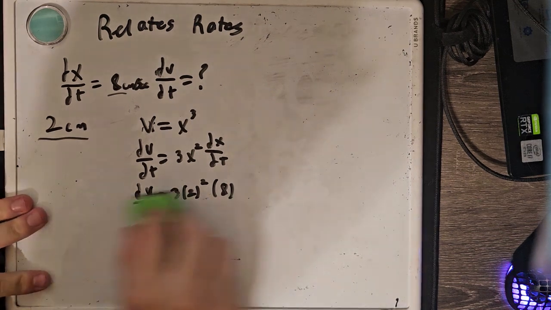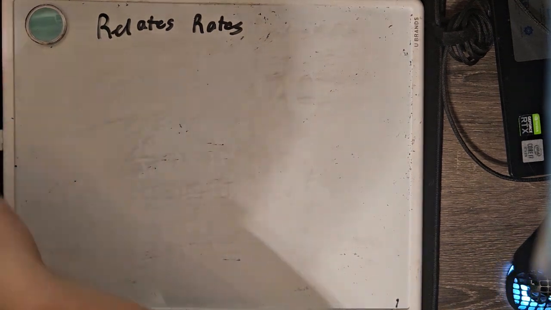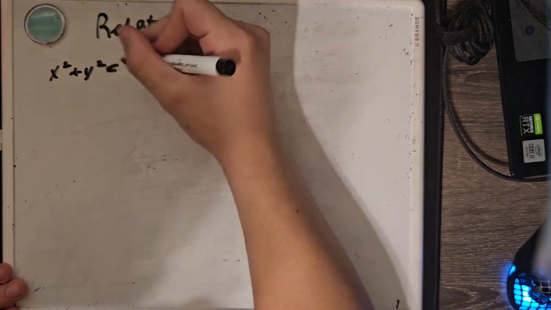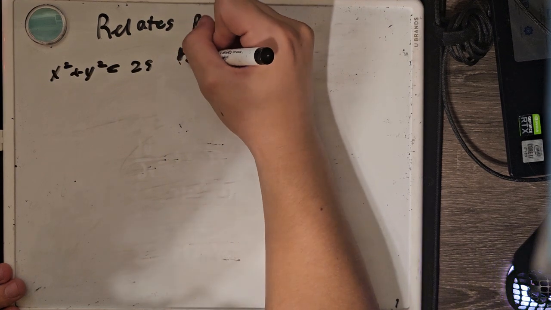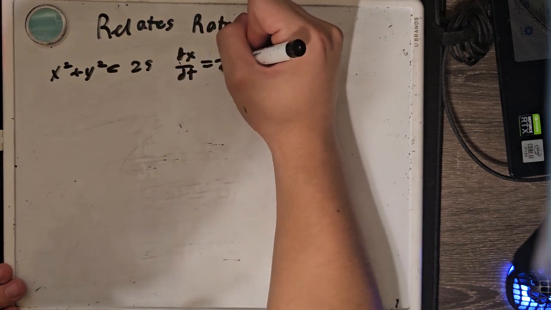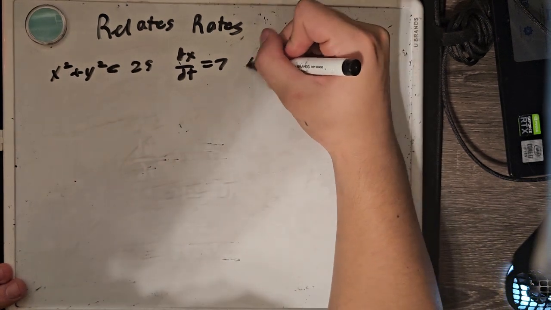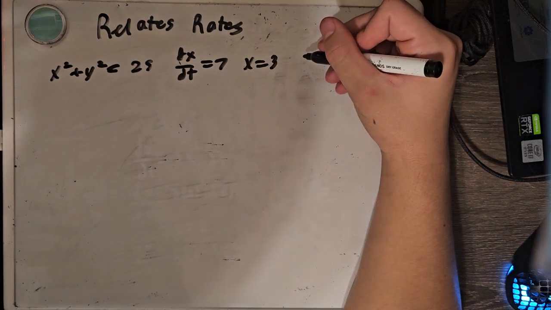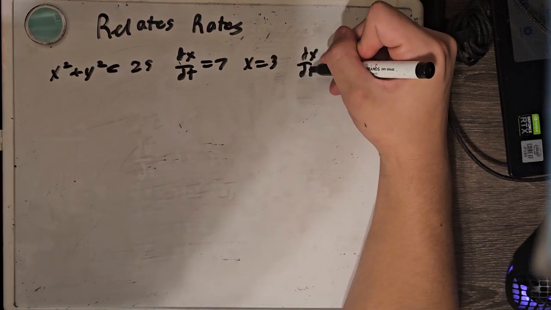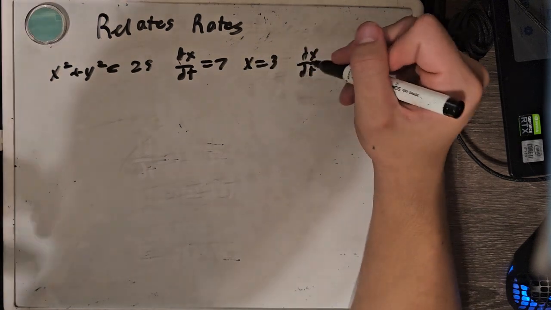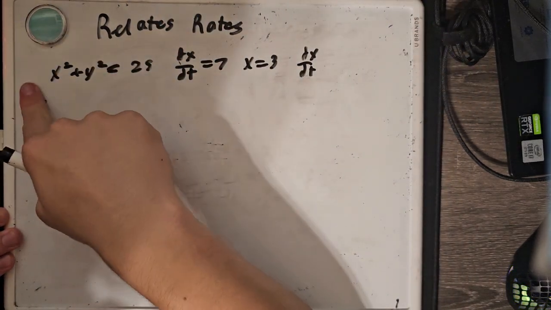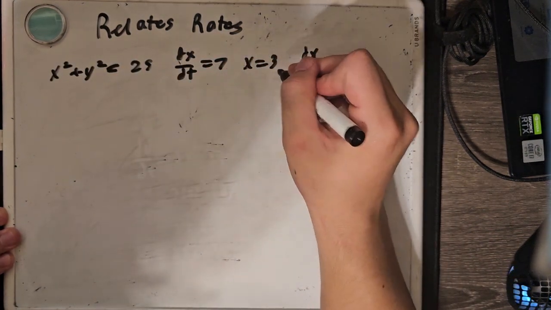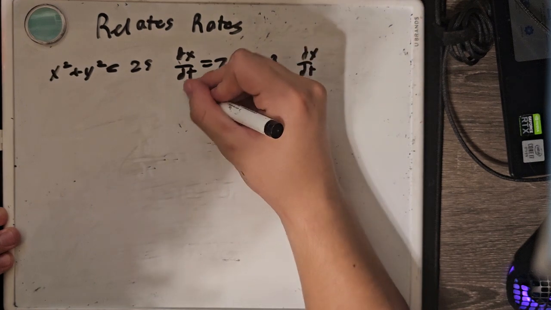Now, this can also be done with just variables. For example, let's say x squared plus y squared is equal to 25, and dx/dt is equal to 7. And x is equal to 3, and we want to find dy/dt when x is equal to 3. So first, we know dx/dt is equal to 7, and we have x equals 3. Now we want what y equals.